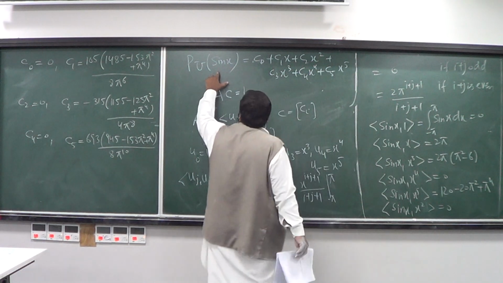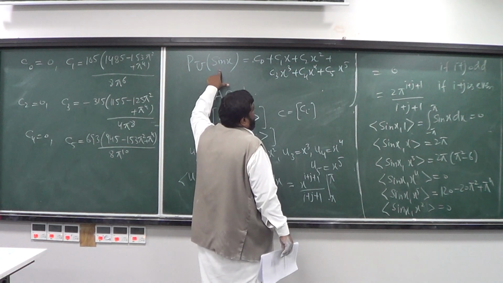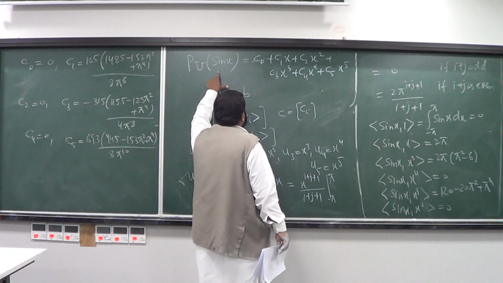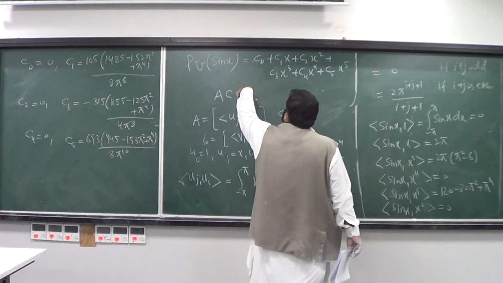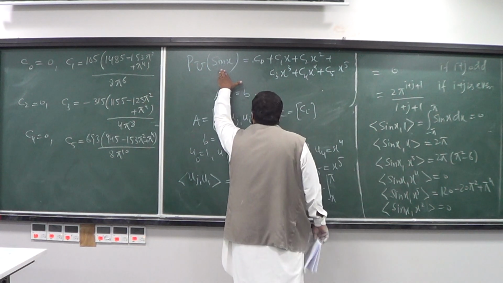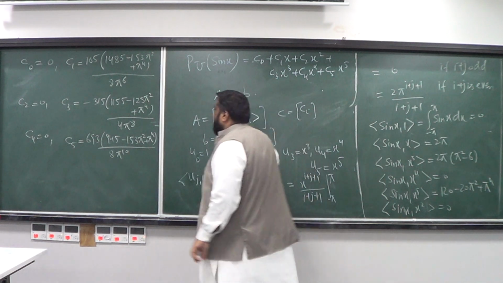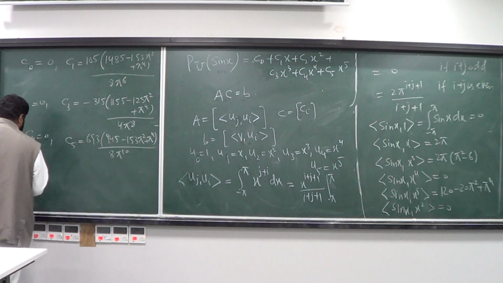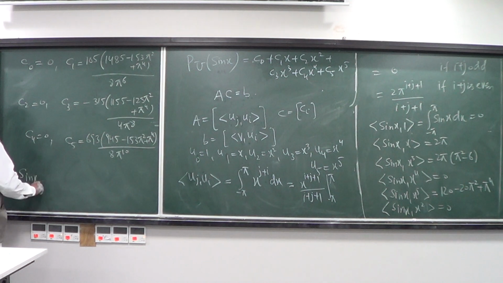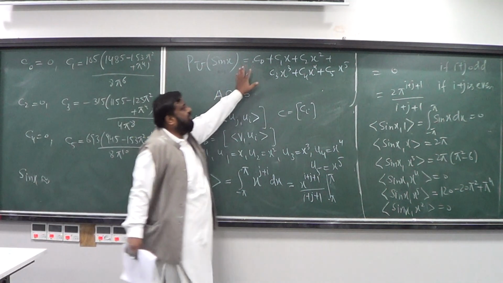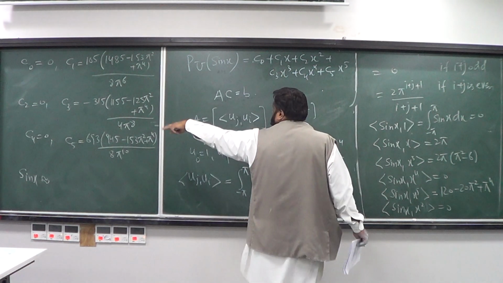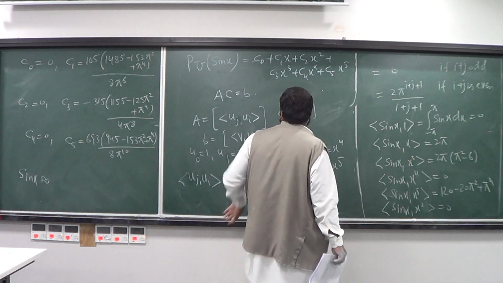So this is going to be the orthogonal projection of sin x, or this would be the best approximation of sin x. So in other words, sin x is going to be approximately equal to this polynomial, by substituting the values of C1, C2 and C3 and so on.